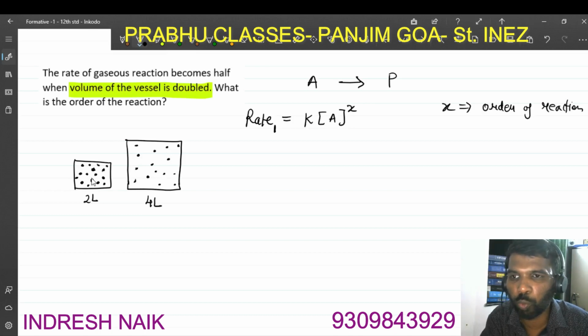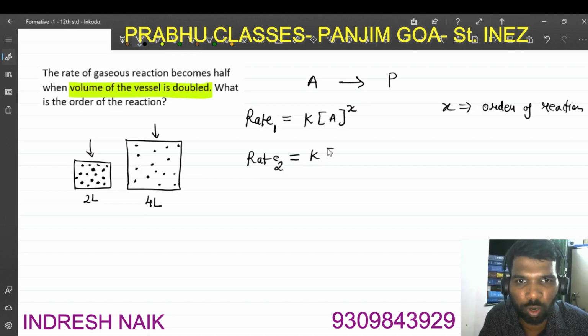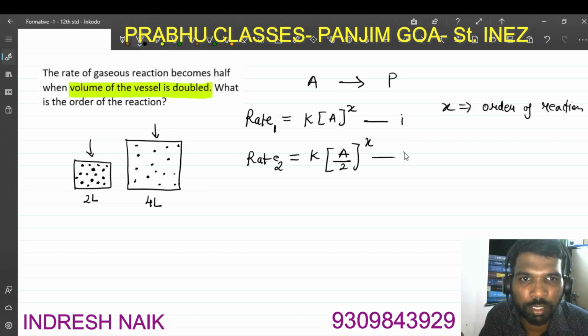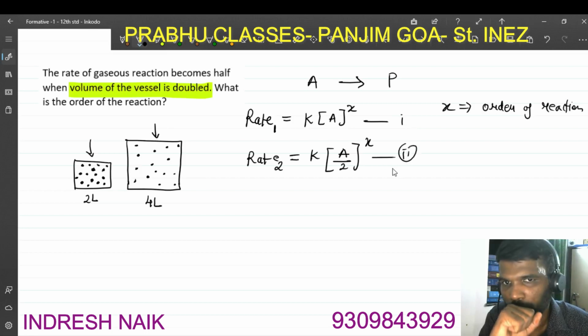Where you see more density, you see more concentration; here you see less concentration. As you keep on increasing the volume, concentration is going to decrease. So here the volume of the vessel is doubled, so the concentration will become half. It will give rise to a new rate, rate 2. The rate constant is not going to change, but the concentration is going to become half, raised to x, because we don't know this order. So this is equation 1 and this is equation 2.